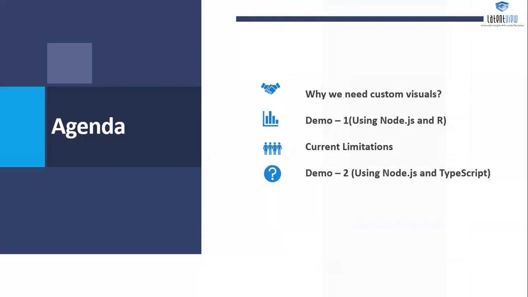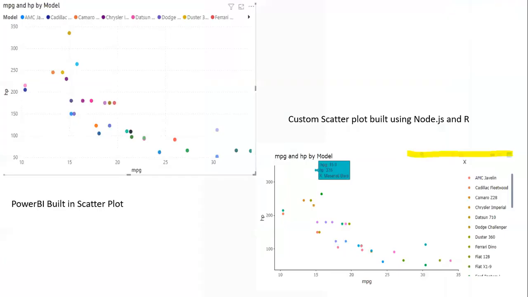First demo is about creating custom visuals using Node.js and R, and we'll be talking about what the current limitations are on this type of creating custom visuals. And then we finally go to demo 2, where we'll create custom visuals using Node.js and TypeScript.